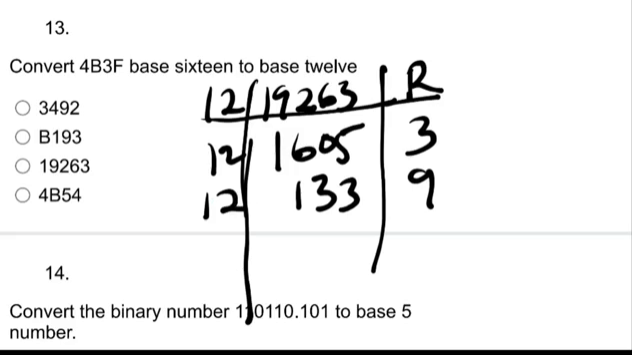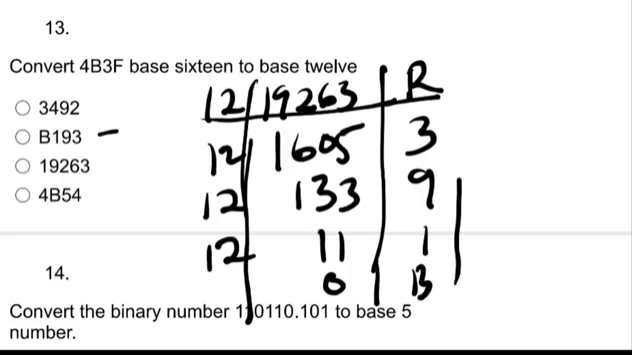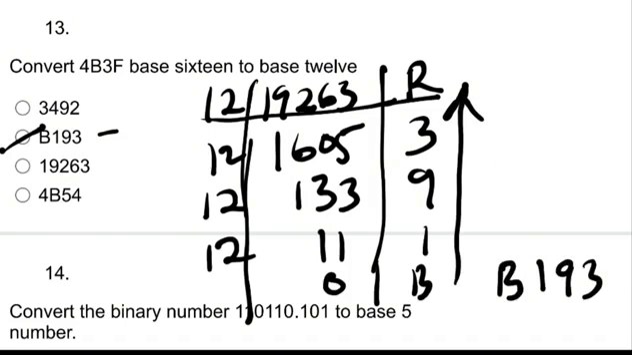So from here you should see that this one will be our answer. 133 divided by 12, that gives us 11, right? So 11 times 12 gives us 132. This remains 1. And then 12 and 11 is 0. So remainder 11, and 11 is what? B. So our answer from the bottom will be B193. So that is this answer.